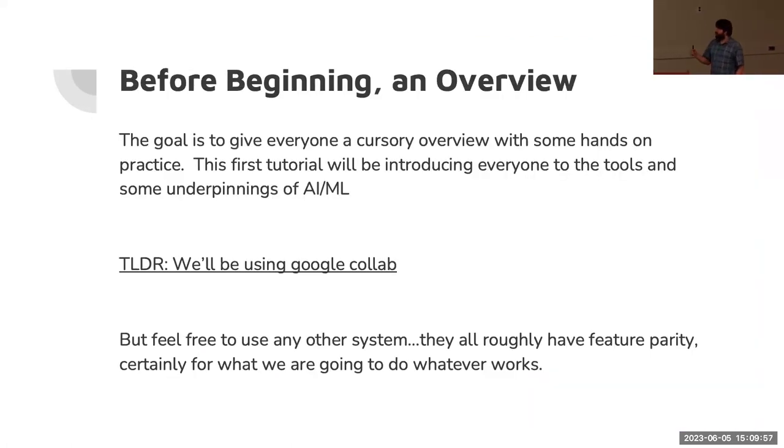So again, we're going to be using Google Colab. All the Python notebooks that I have prepared run in Google Colab. If you already have Jupyter on your own laptop, whatnot.